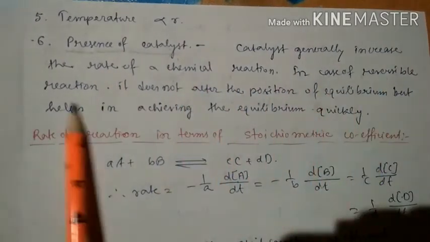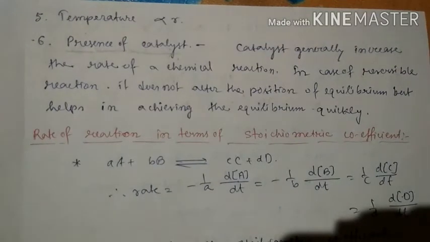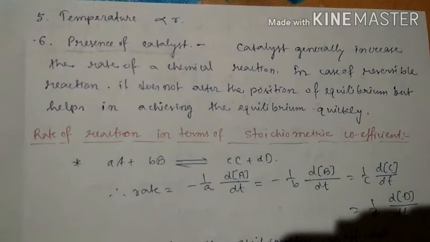In case of reversible reaction, it does not alter the position of the equilibrium, but helps in achieving the equilibrium quickly. What it means, in case of reversible reactions, the catalyst does not alter the position of equilibrium, but it helps to achieve the equilibrium quickly.